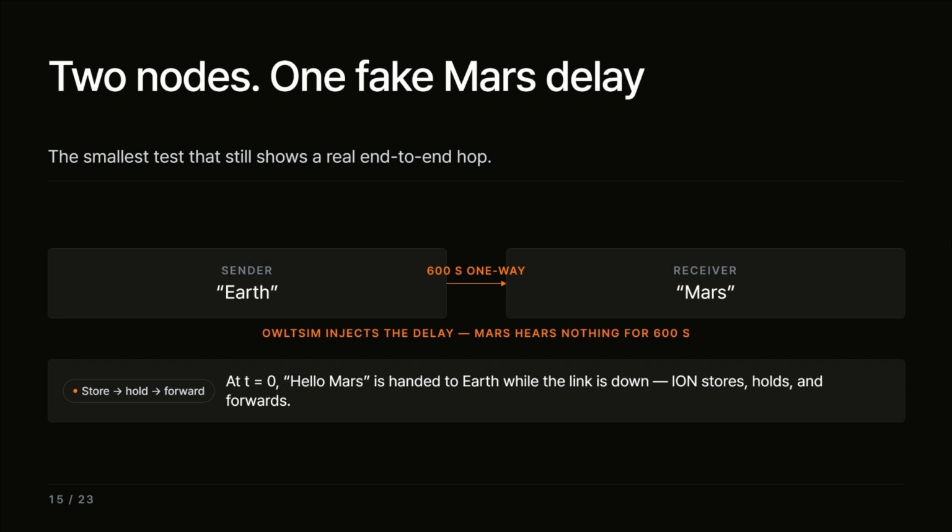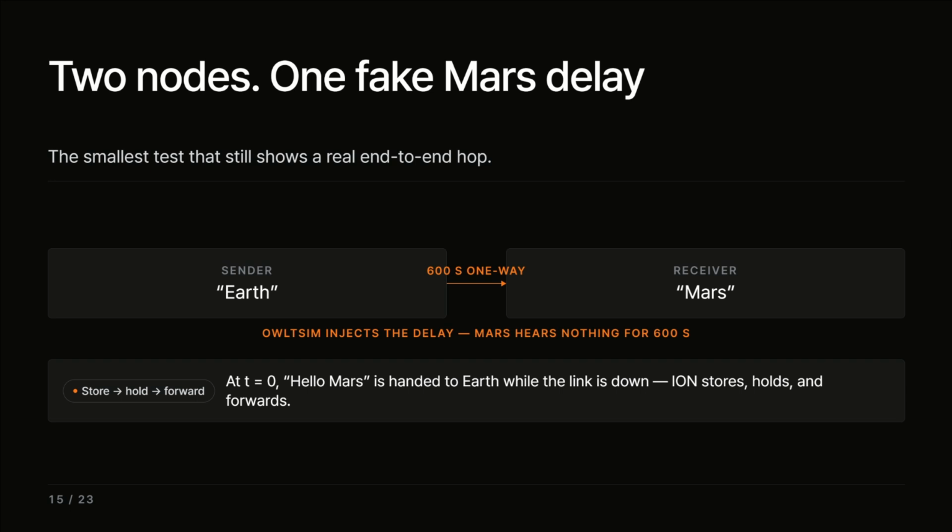At time 0, we submit the bundle containing the message, "Hello, Mars." At that moment, communication is effectively unavailable. The bundle therefore cannot be delivered immediately. Instead, ION stores the bundle locally and waits for communication to become possible, and then forwards it, basically sends it. This setup represents the smallest experiment that still demonstrates the essential DTN behavior. The key idea is simple: store, hold on to it, and when you can send it, then you forward.